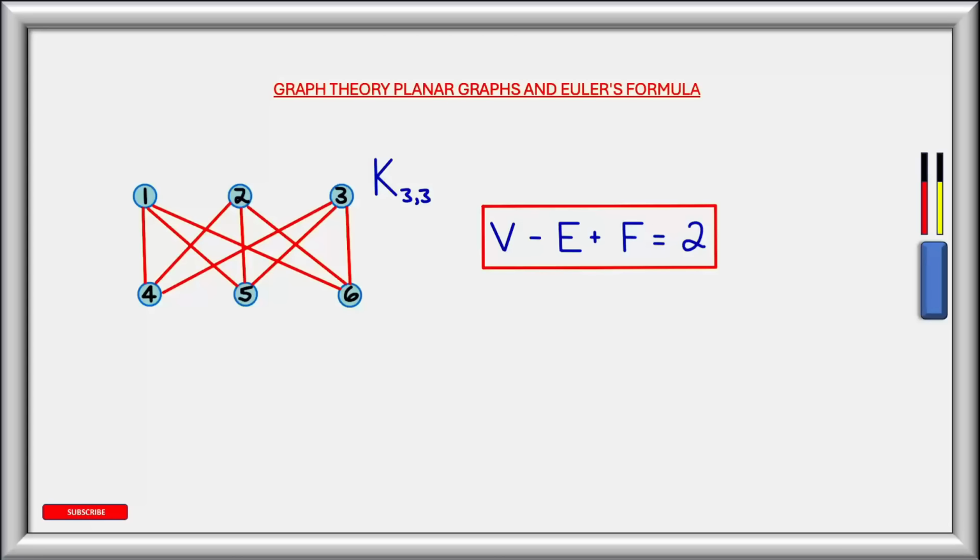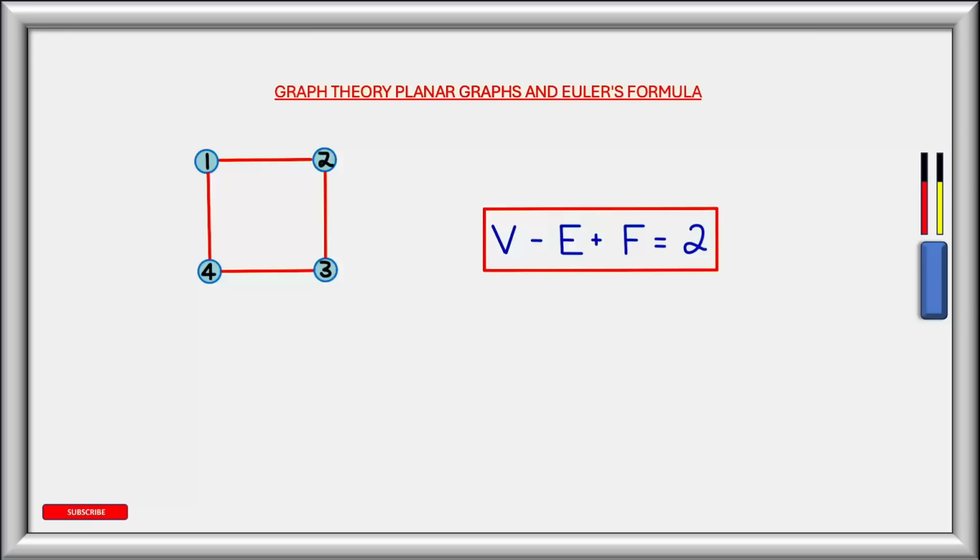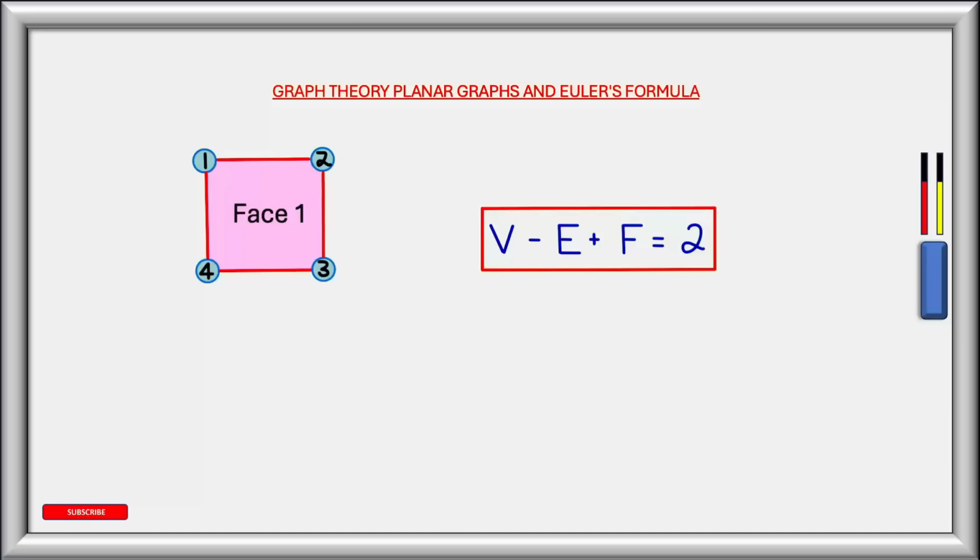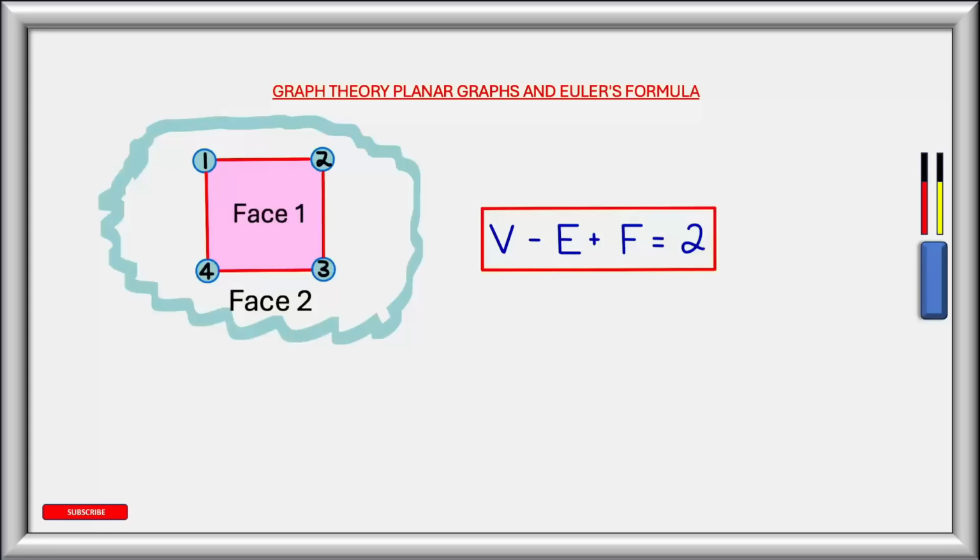To use this formula, however, we must first define the third variable, the face. A face is a region enclosed by edges. To explain this, I've drawn a graph with 4 vertices and 4 edges, creating a cycle. The interior region of this graph, shown in pink, is face 1, and the infinite face, face 2, is the entire area outside of the graph and beyond the edges.